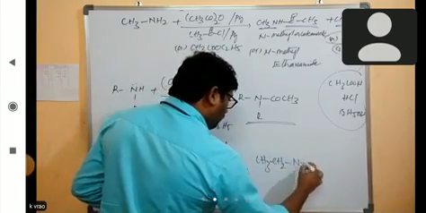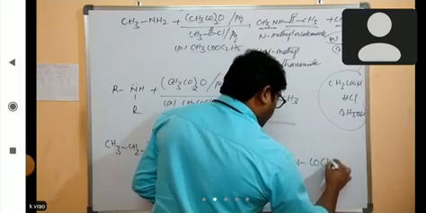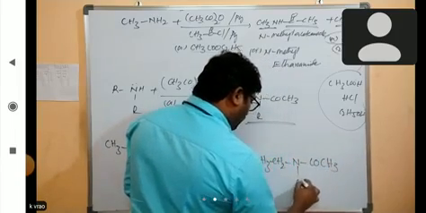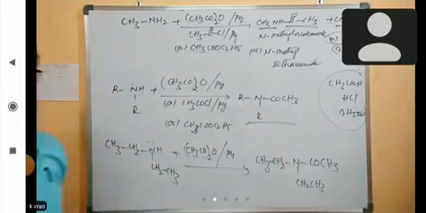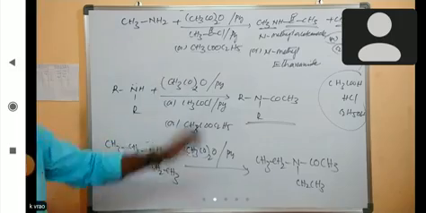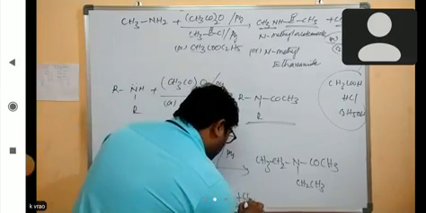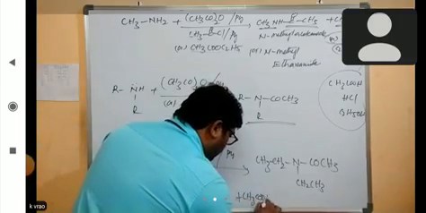CH3CH2 COCH3 and here CH2CH3. This is the product. The byproduct is acetic acid.